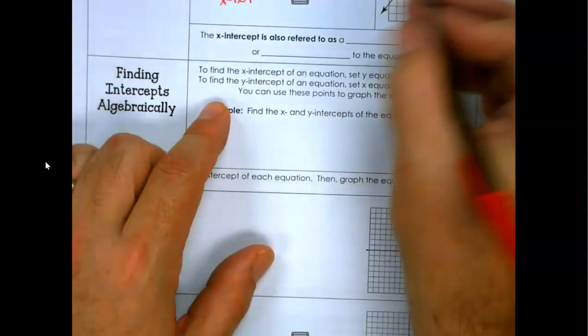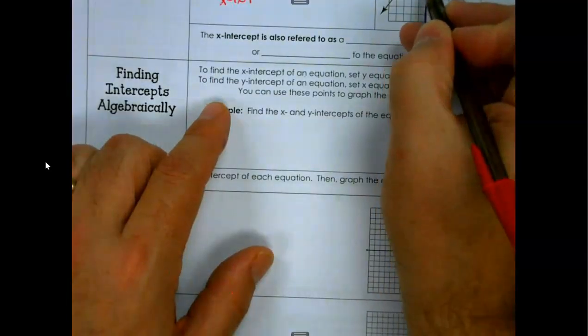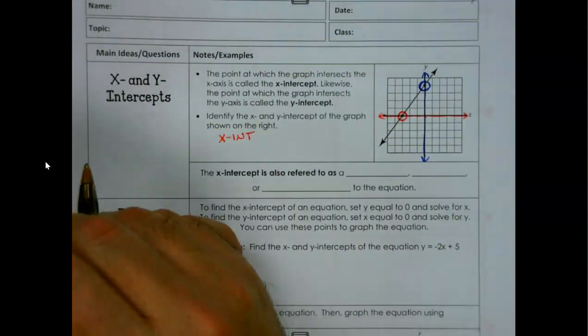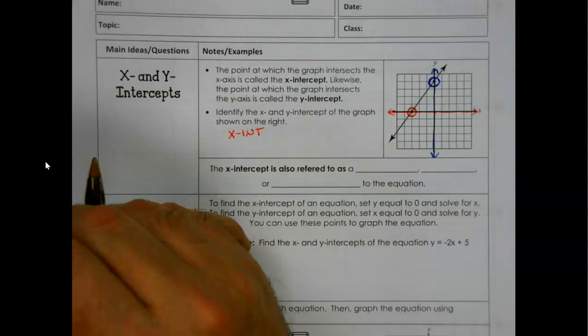my x-intercept, if I'm on the x-axis, oh my gosh, what the heck? I gotta peek over there more often and see what I'm up to. Thank you.